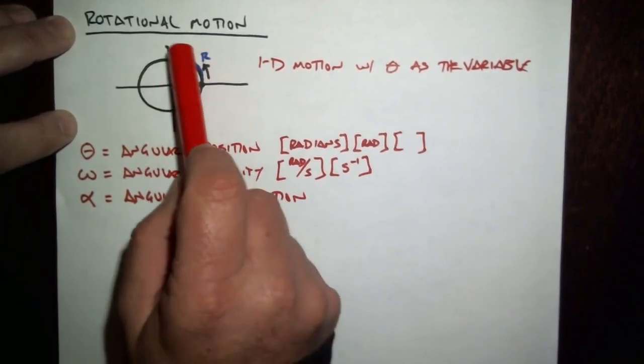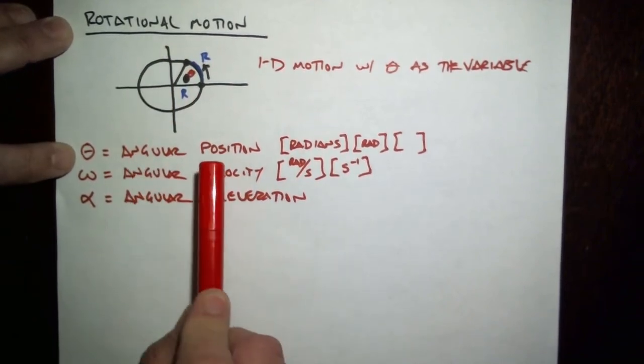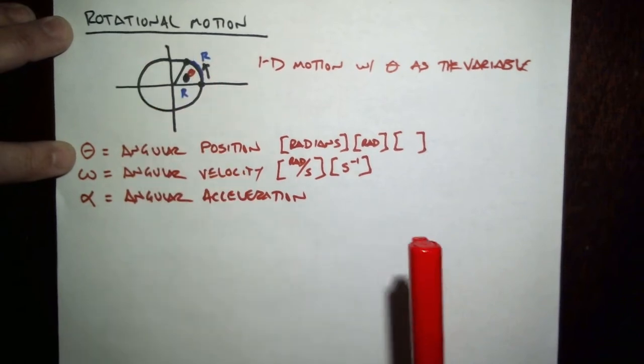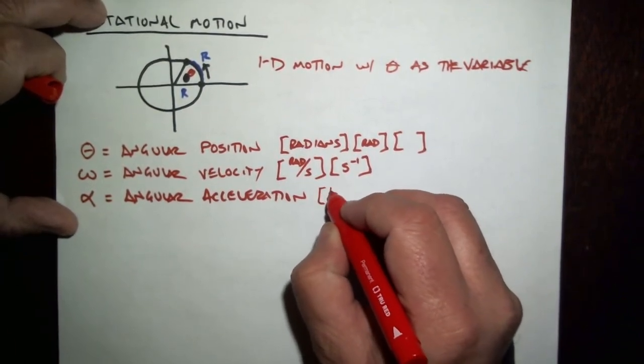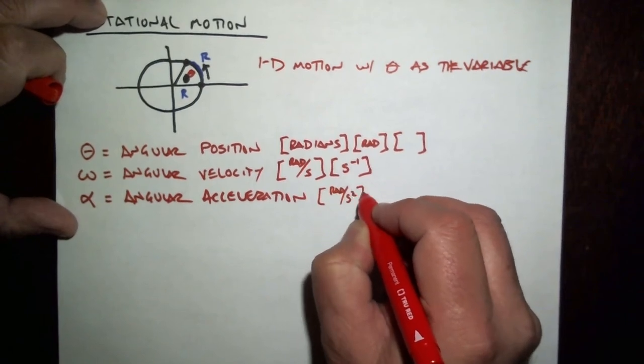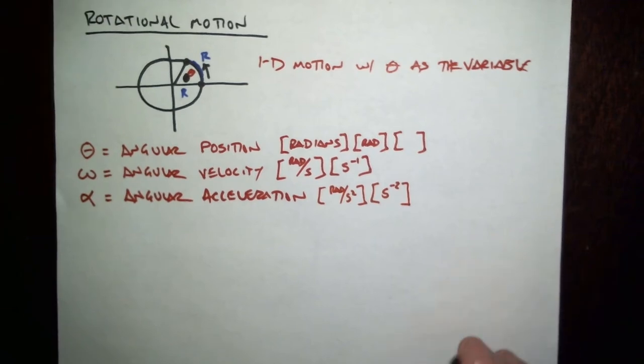So even though you're traveling along the same path over and over and over again, we continue to add to your angular position after each rotation, okay? Oh, by the way, angular acceleration would then be in radians per second squared, or just inverse seconds squared if you are that type of person.